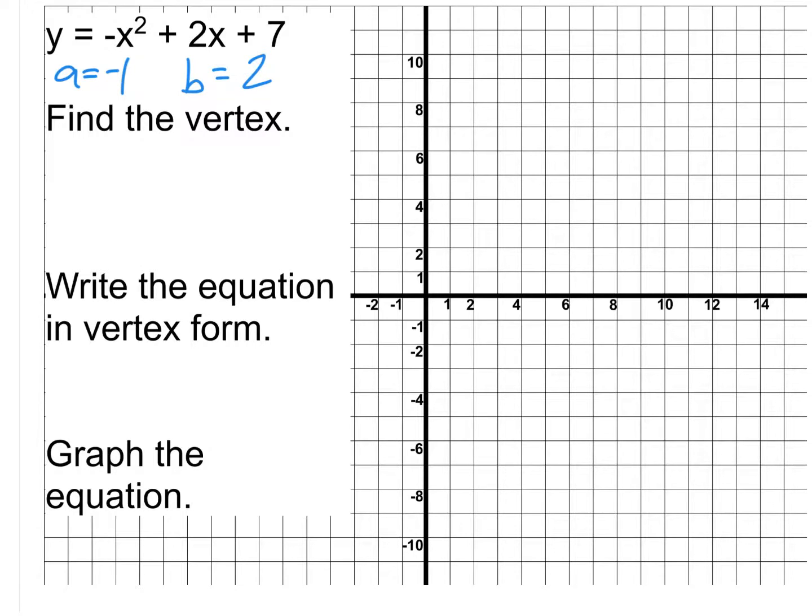So then to find the vertex, we do x equals -b over 2a. So in this problem, that's going to be x equals -2 over 2 times a -1, which is a negative, because that negative carries through. Then I do 2 divided by -2. 2 divided by -2 is a -1. And so x equals a positive 1.